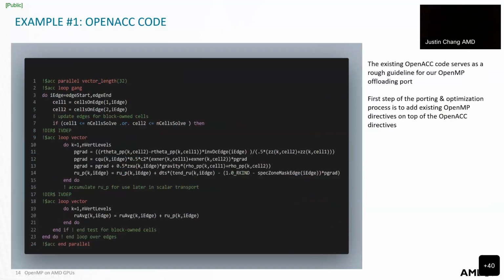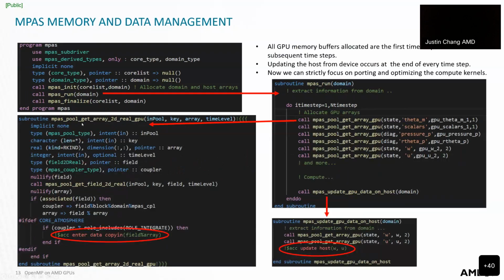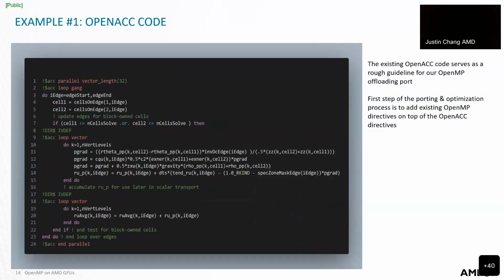Okay, so the idea here is that in addition to the OpenACC backend, we would like to introduce an OpenMP target offloading backend. So how do we do this? There are several types of code that exist throughout this application. The existing OpenACC code serves as a rough guideline for our OpenMP offloading port.